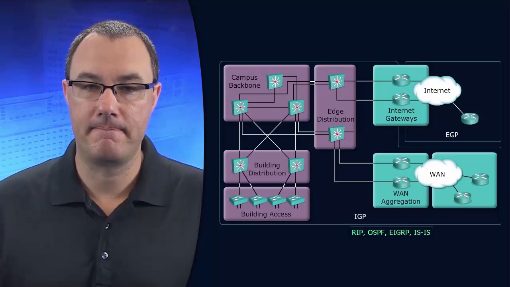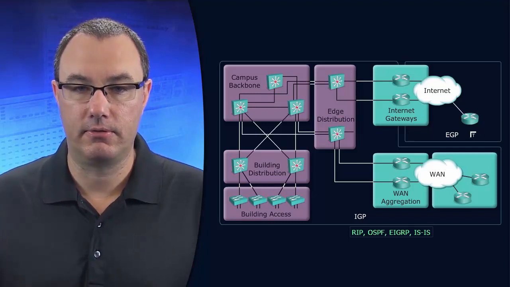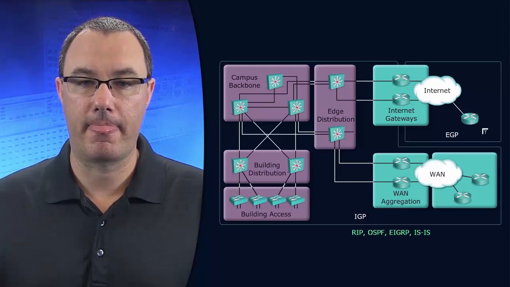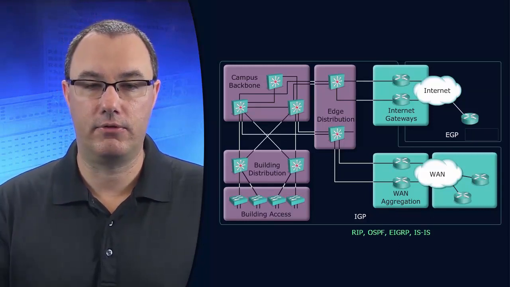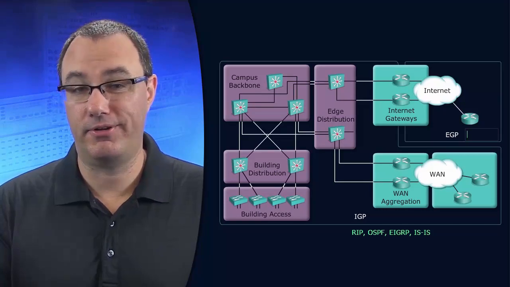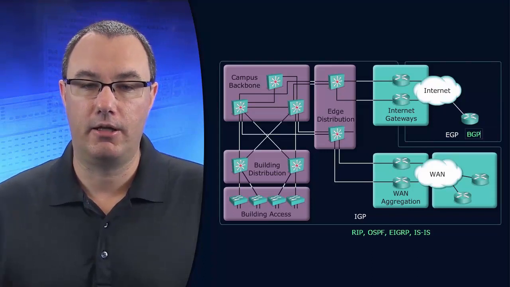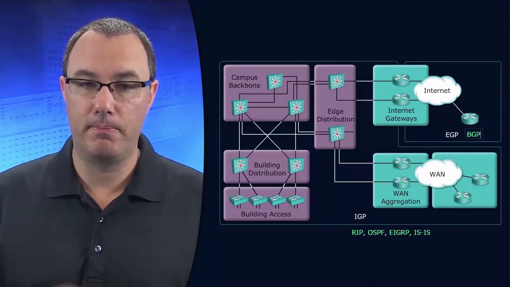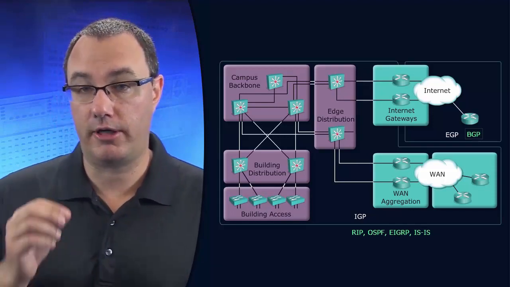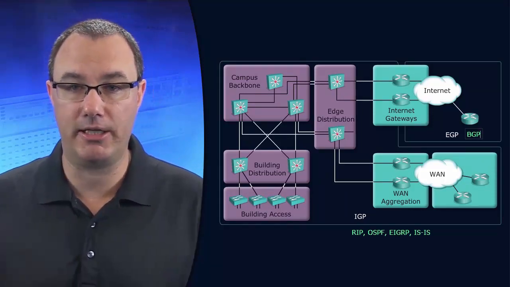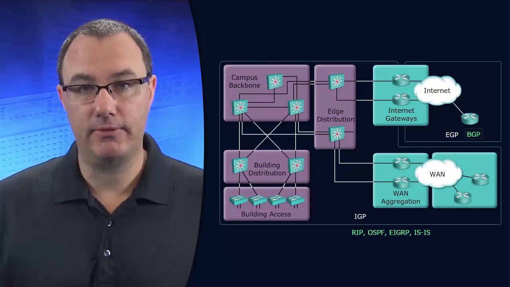Okay. What about EGPs? Can you list any for us there? For an EGP, we really just have one: Border Gateway Protocol. Now, I don't want to mislead you. Border Gateway Protocol is multifaceted and in fact takes on both IGP and EGP characteristics. But if we had to choose one, we would choose EGP for Border Gateway Protocol.